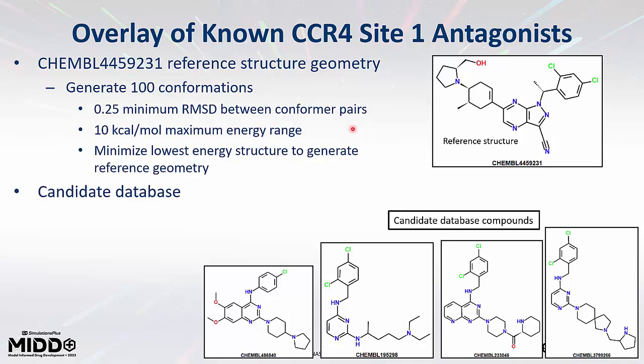Next, we'll generate a conformer database, our candidate database, in the same way we did up above, except all 101 conformers will be stored. Then the algorithm will take each conformer of each compound, overlay it on top of the reference structure, and then output the conformer with the highest Tanimoto score.